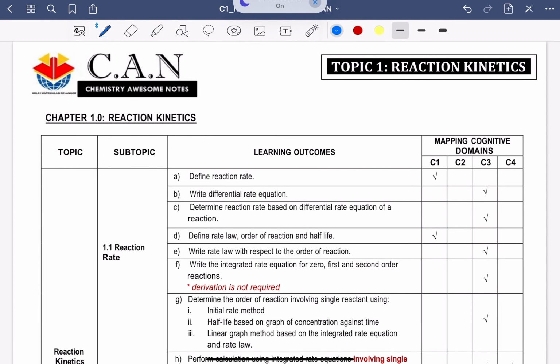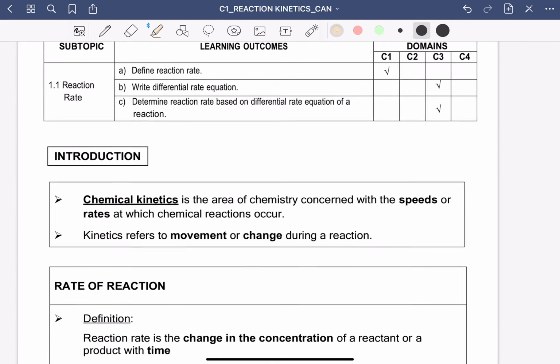Okay, hi everyone. Now in this topic, I'm going to explain about the reaction rate. What is reaction rate? I'm only going to cover a few small topics first, which are the definition of reaction rate, how to write the differential rate equation, and how to determine the reaction rate based on the differential rate equation of a reaction. So basically in this video, I'm going to cover 1, 2, and 3.